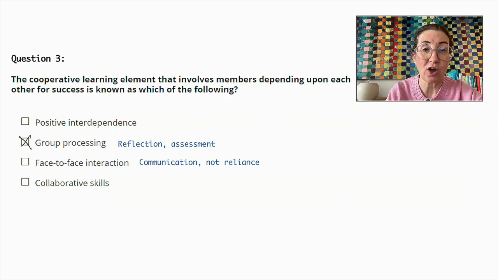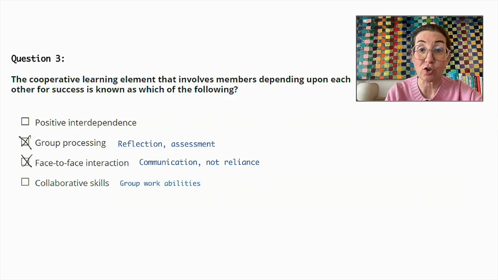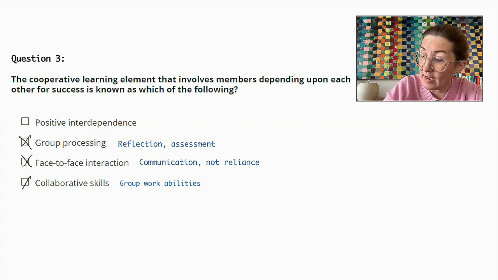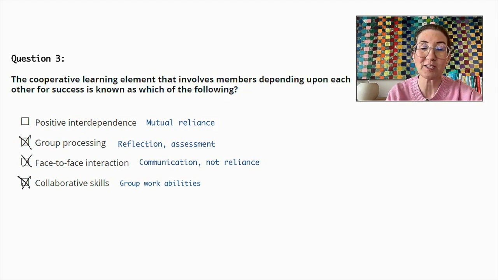Face-to-face interaction is not correct either, as it focuses on direct communication among group members, not mutual reliance. So we can also cross that out. Collaborative skills are important, but relate to working effectively in a group rather than interdependence. So we can also cross that one out. The correct term is positive interdependence. This means group members rely on each other to succeed, making each person's contribution essential, fostering responsibility and cooperation. Therefore, positive interdependence is the correct answer.